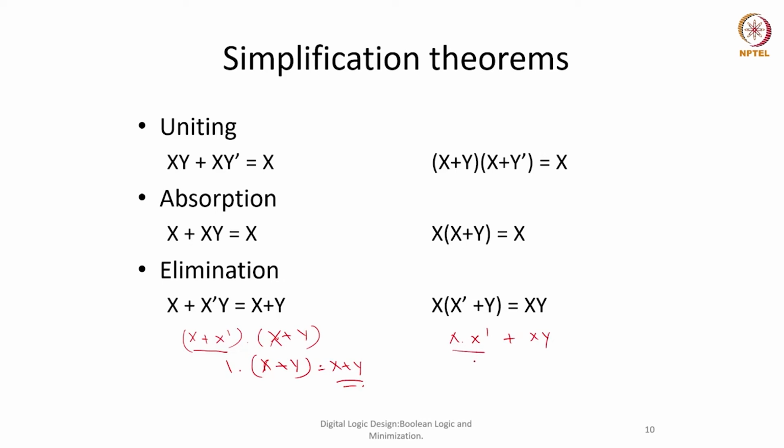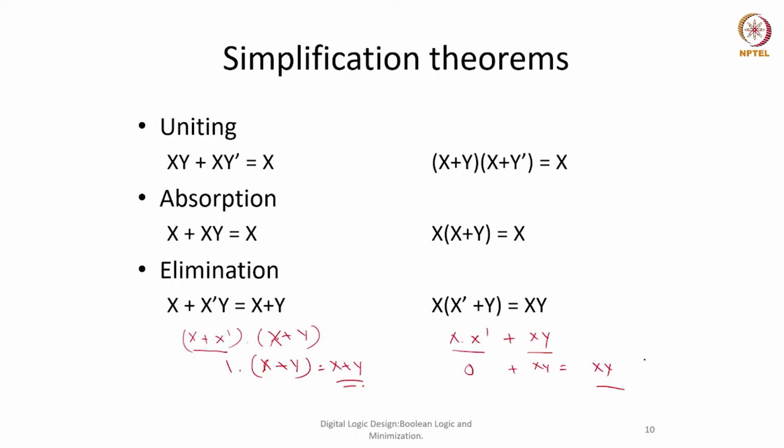X plus x dash is equal to 0 and x dot x dash is equal to 0, and this is x y, so that means this will become x y. Now what are these three simplification theorems saying in a way?